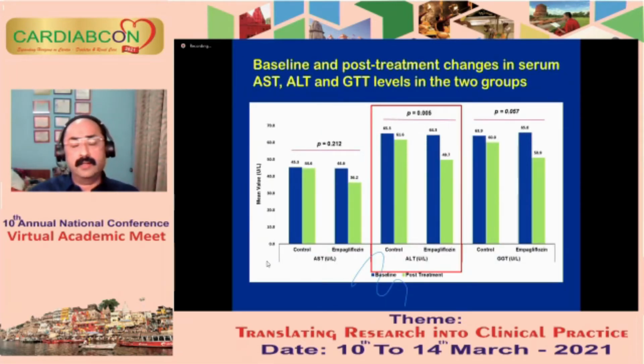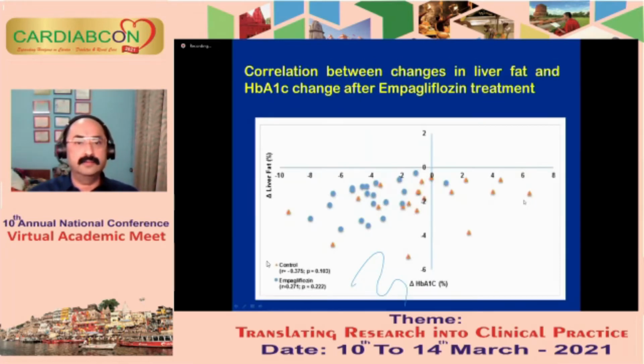The only lab parameter as far as the liver is concerned, the ALT, was significantly reduced. Within the groups, there was reduction, but in between the groups, intergroup, there was a significant reduction in the ALT, but with the GGT and the AST, we also see significant numerical declines happening, which did not reach statistical significance.